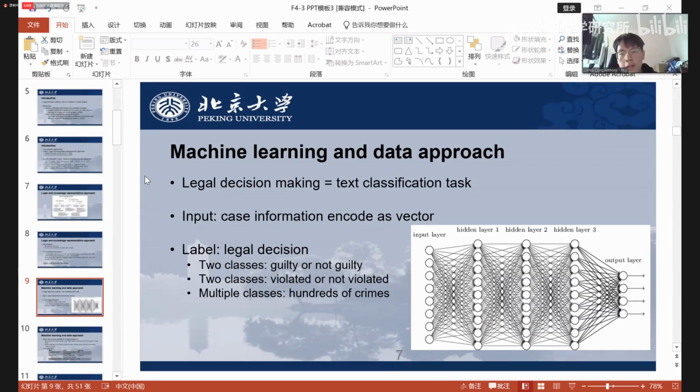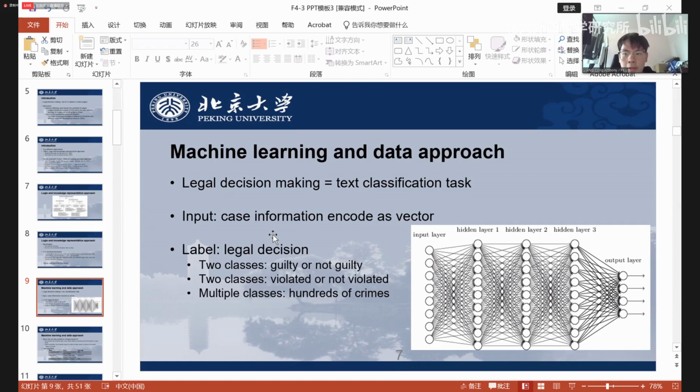And now we can look at another approach. It is a machine learning approach. This approach takes legal decision making as a classification task. So the input is the case's information, and it will be encoded as many vectors, as you can see in this picture. And the label is the legal decision.